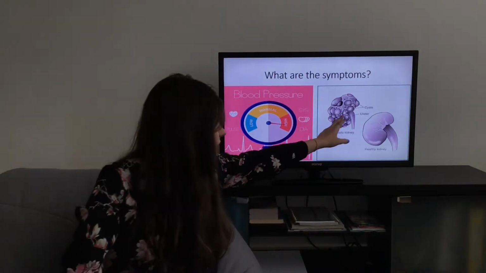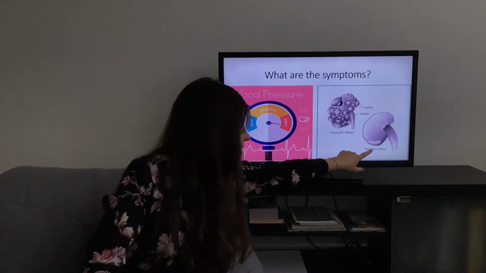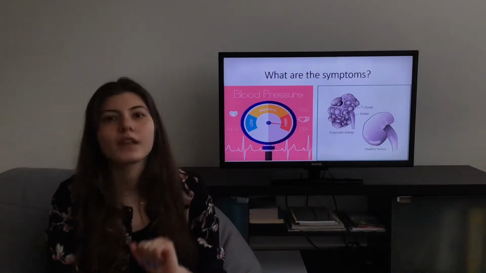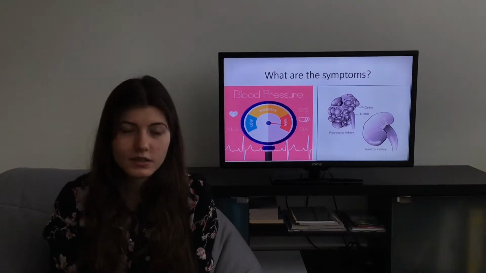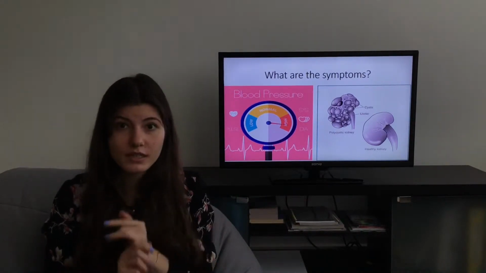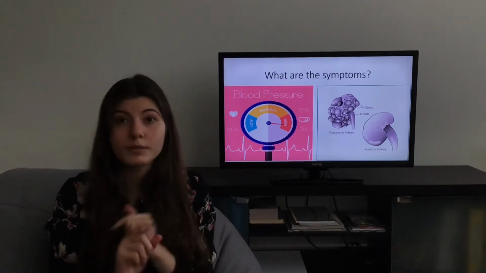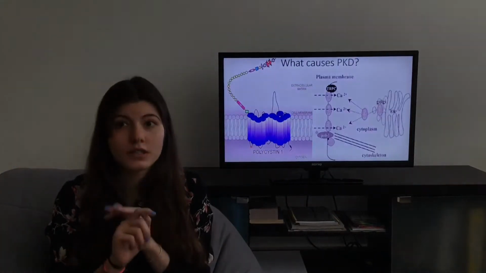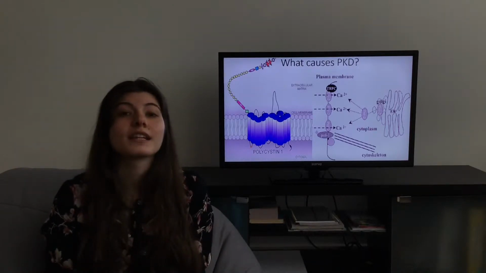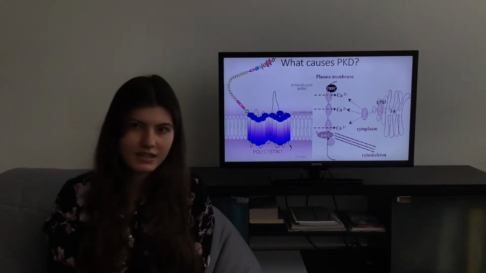As you can see, there are many cysts on the kidney. This is the healthy one, this is the polycystic one, with enlargement and many cysts on it. Now, what causes PKD? It's a mutation in the proteins polycystin 1 and polycystin 2. The PKD genes code for polycystin 1 and polycystin 2, which are found in the primary cilium, found on most cells of the body.